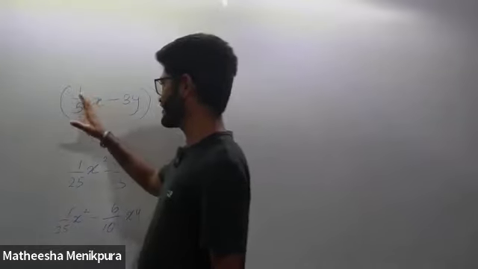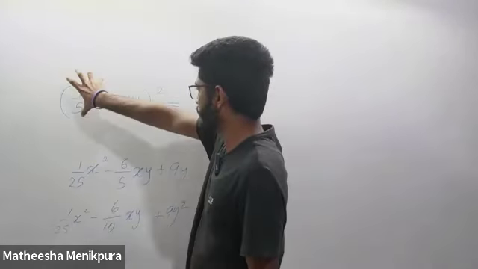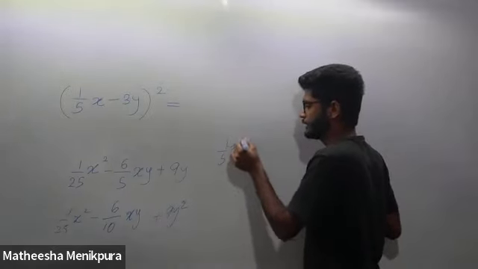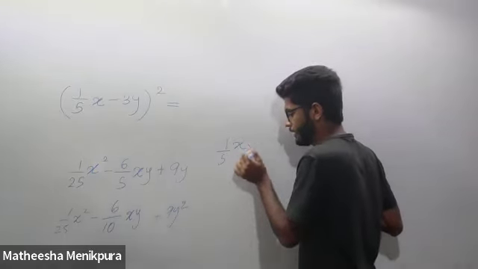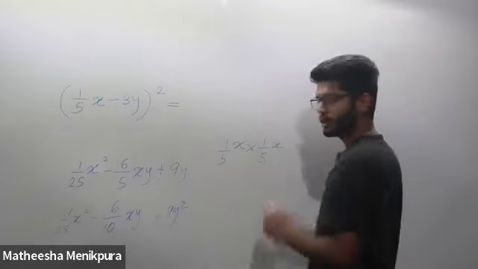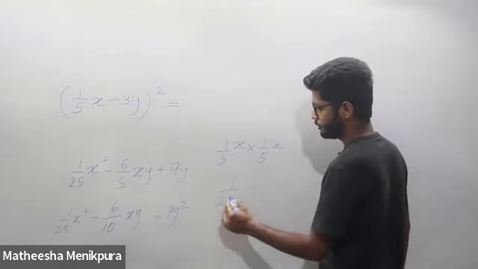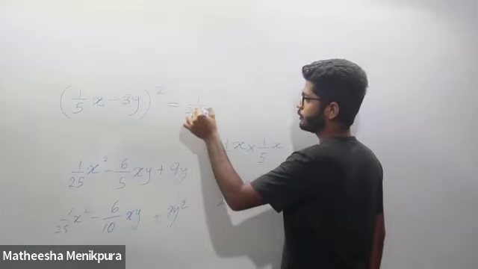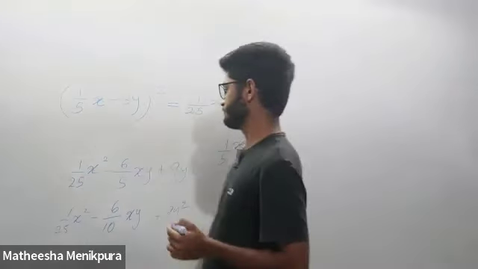So here also we have a fractional coefficient, but don't worry, the same method should be followed. Take the square of the first term. The first term is 1 over 5x. Square of that means multiply it again by 1 over 5x. 1 over 5x into 1 over 5x: 1 into 1 is 1, 5 into 5 is 25, x into x is x squared. So 1 over 25 x squared is the square of the first term.